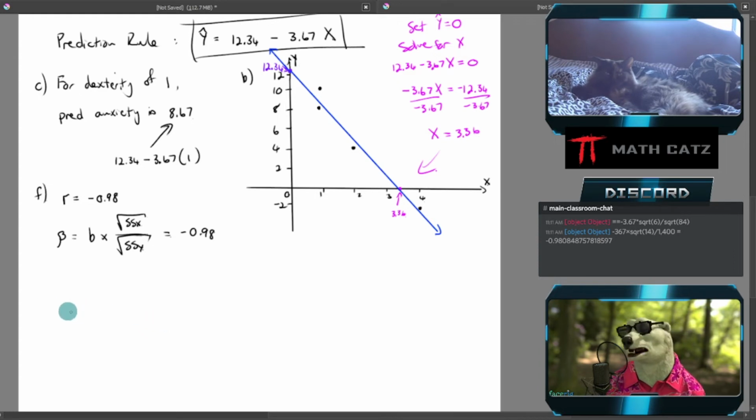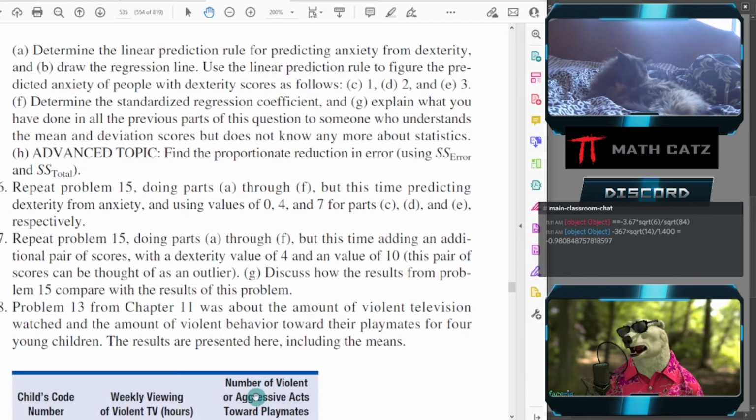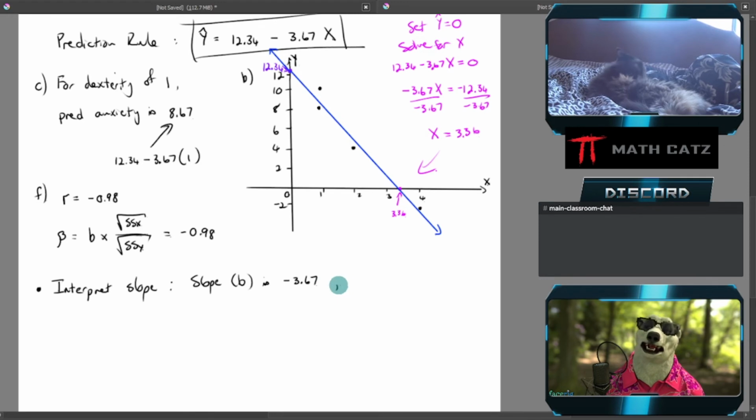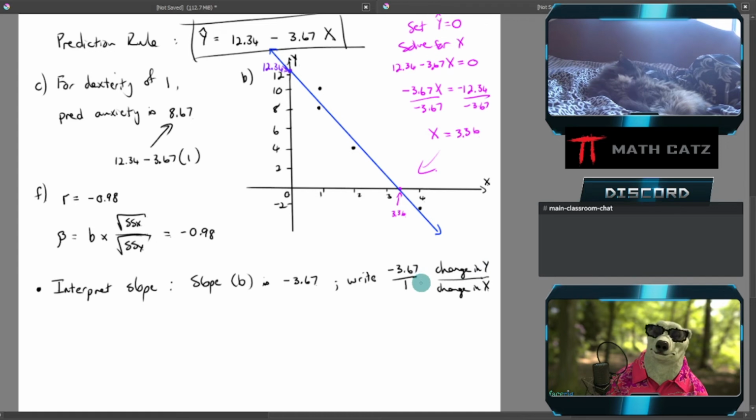Then lastly, I want to do two things. I want to interpret the slope. I'm just trying to think of things not necessarily explicitly asked in this question, but things I might need to be able to do. Interpret the slope in my prediction rule. The slope is b, and in this case it's negative 3.67. What I like to do is write it as negative 3.67 over 1. And then I have to think back to high school. This slope is the change in the y variable over the change in the x variable. Predicted, but still.